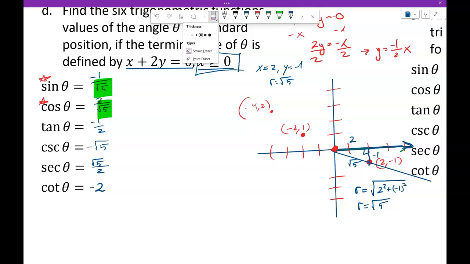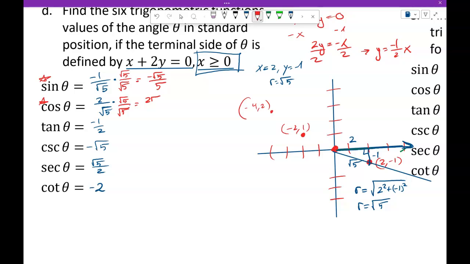So recall that we'll rationalize by multiplying by the denominator radical. So if we multiply both fractions by the square root of 5 over the square root of 5, we get negative square root of 5 over 5 for sine, and we get 2 square root of 5 over 5 for cosine.